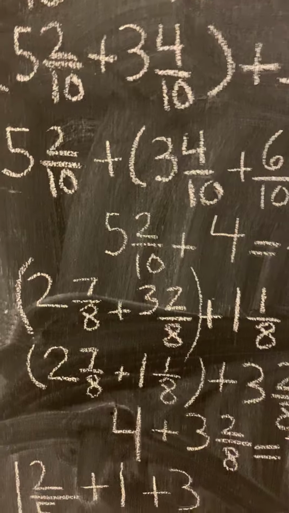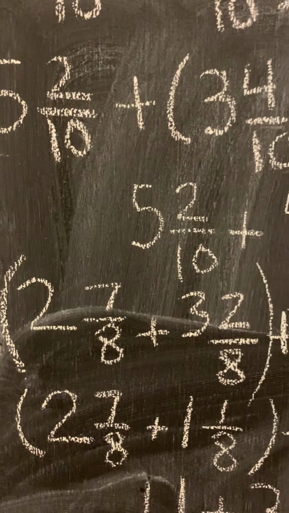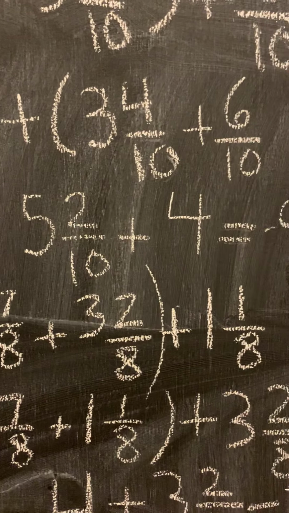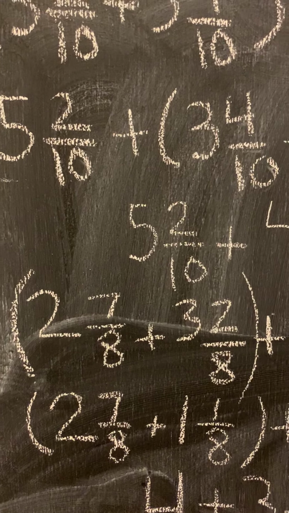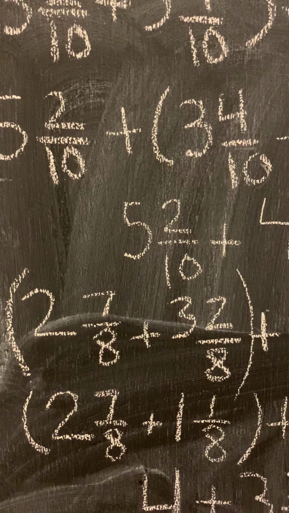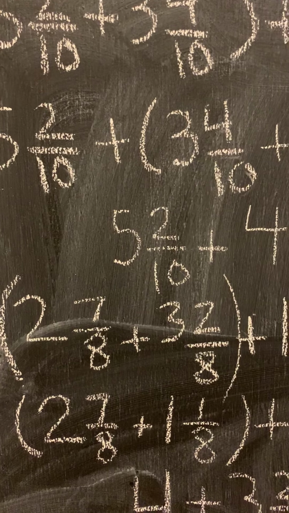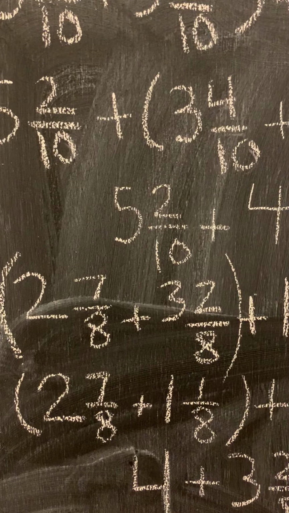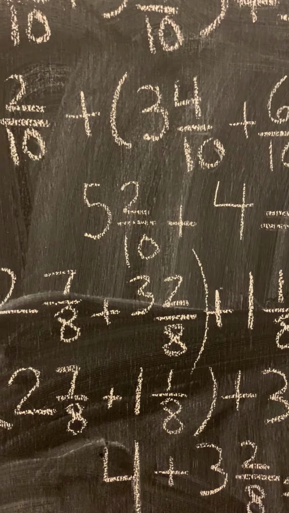Let's do it one more time. Let's look at this one. This one is 2 and 7/8 plus 3 and 2/8 and 1 and 1/8. And don't be confused by the parentheses. The parentheses just tell you which 2 to do first. But because it's addition, you can still reverse the orders. You can still change the order any way you want. Okay, that's just the way they present it in the beginning.